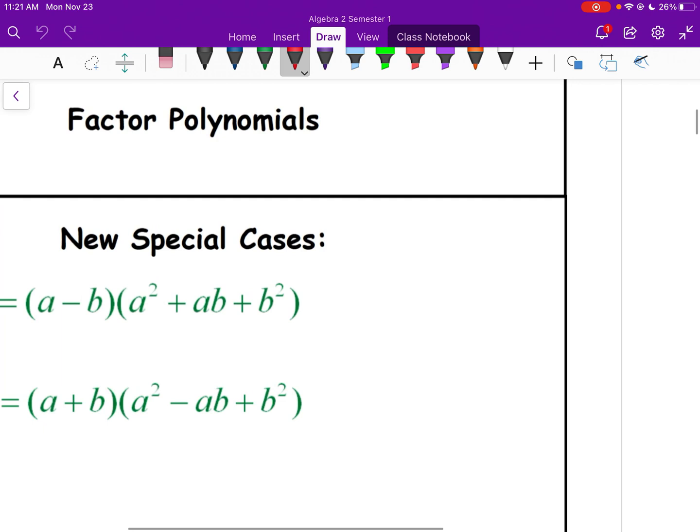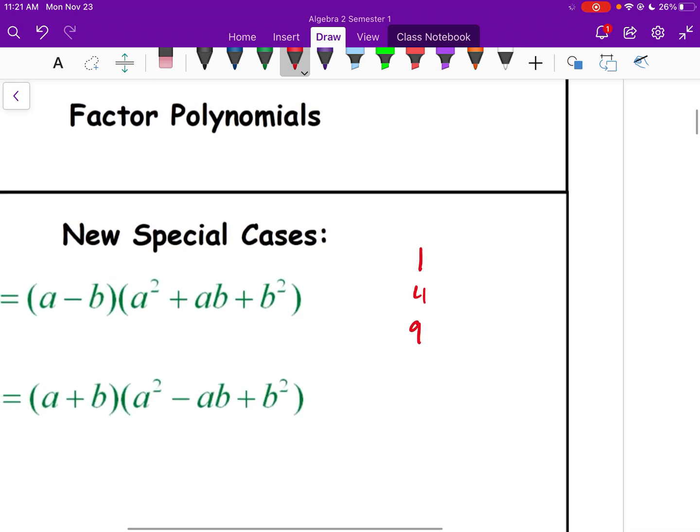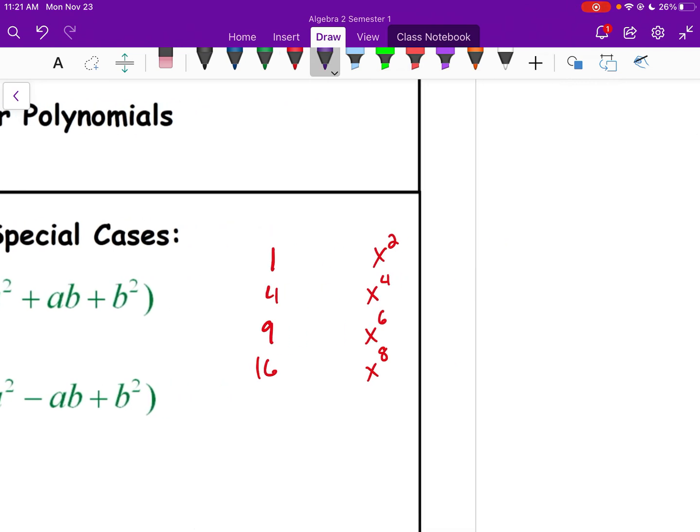Okay, so again, we talked about perfect squares before. So like 1 squared is 1, 2 squared is 4, 3 squared is 9, 4 squared is 16. Okay, and then with the variables, we're looking for multiples of 2. Okay, those were perfect squares. Now we're going to look at perfect cubes.